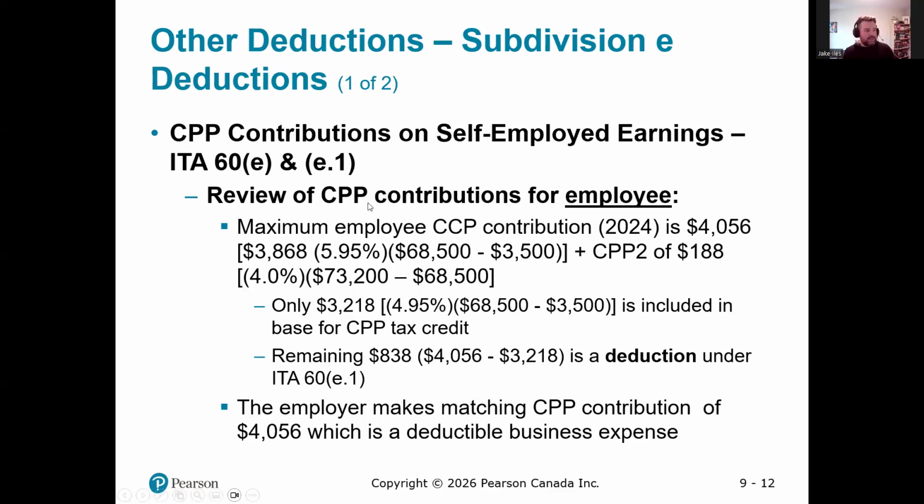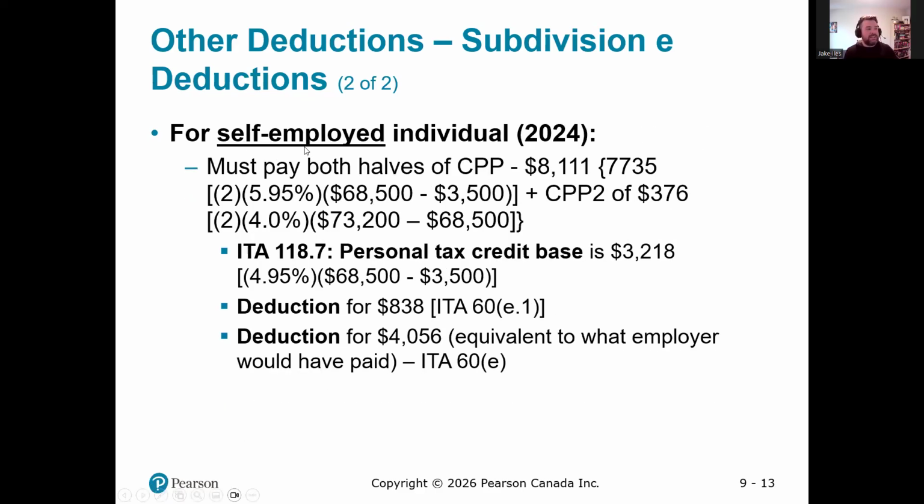When you contribute to CPP, your employer has to make a matching contribution. Now, this matching contribution is considered part of their business. It is a business expense, so they will be allowed to deduct the full amount from their business income. And that's important to be aware of because if you are a self-employed individual, you need to be paying both parts. I run my own business, so I'm paying the employer portion, and I'm also trying to pay into CPP myself as an employee. So I will pay both parts.